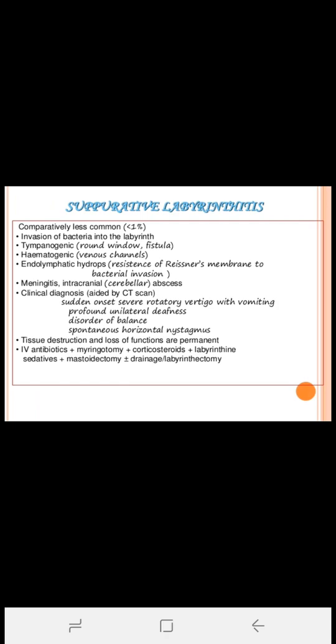We have to do myringotomy with labyrinthine sedatives. We have to give corticosteroids. We have to do mastoidectomy plus drainage or labyrinthectomy, and along with that we have to give high-dose IV antibiotics.